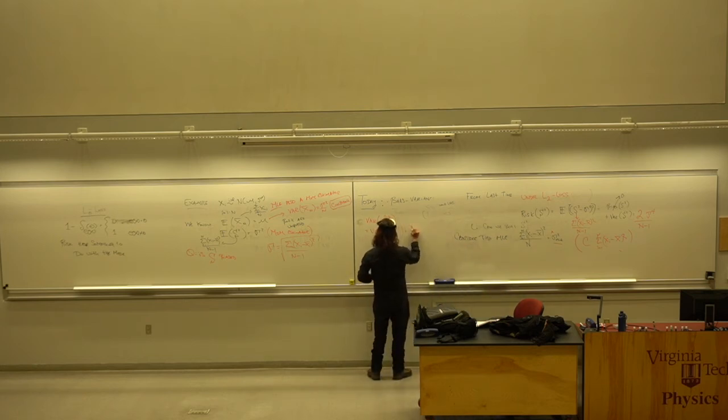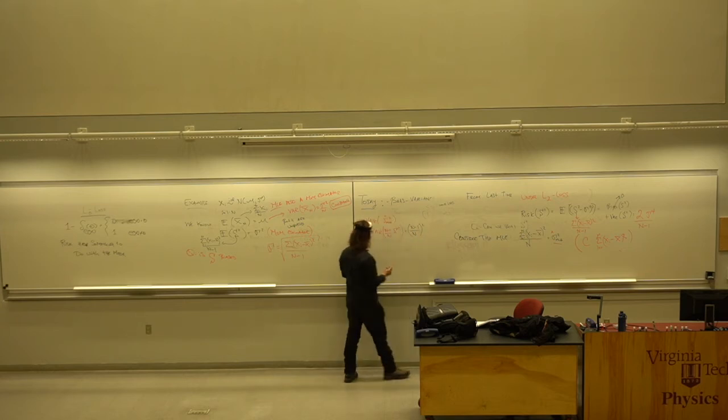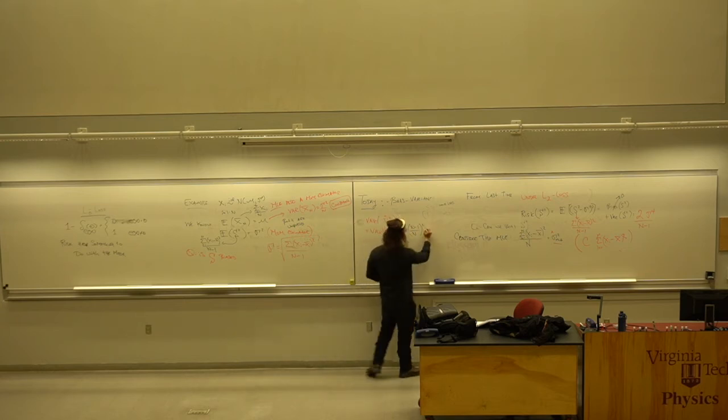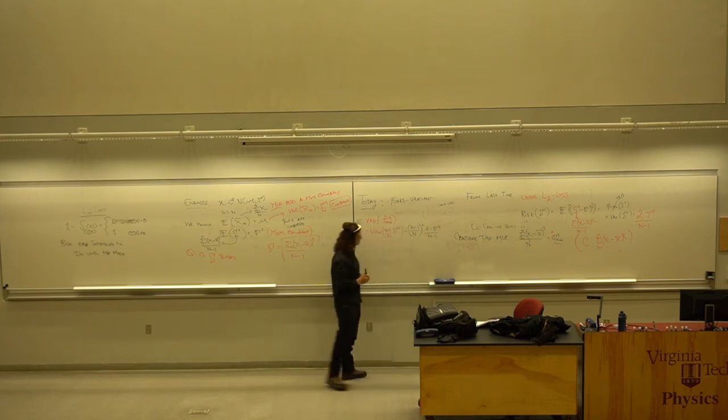So this is going to be n minus 1 over n squared. Then I have the variance of s squared, and I've already written it down: 2 times sigma to the 4th over n minus 1.